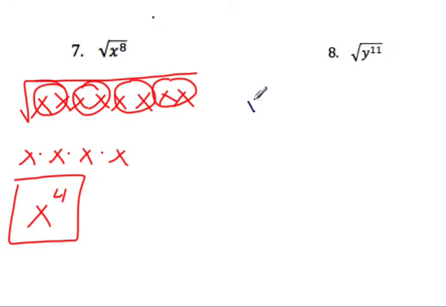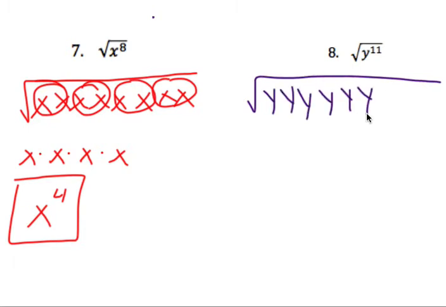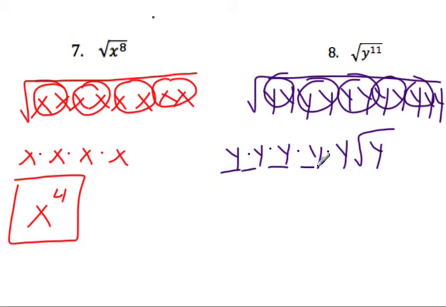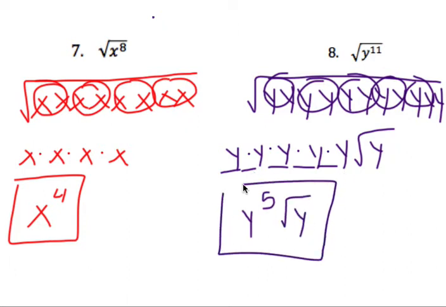Next, let's take a look at y to the 11th. So that means underneath that radical, I'm going to have 11 different y's. So let's go ahead and draw some pairs. 1, 2, 3, 4, 5 pairs. So I'm going to have y times itself 5 times on the outside of the radical, and then just once on the inside with that leftover y. So 1, 2, 3, 4, 5 y's. So y times itself 5 times is going to be y to the 5th, and then left under the radical is y. Okay?